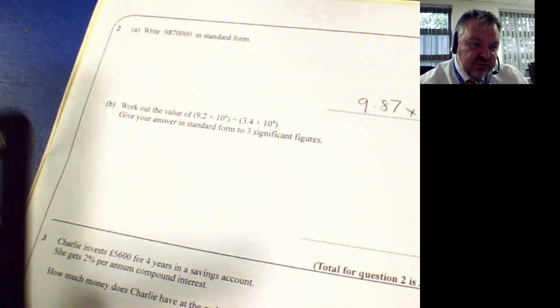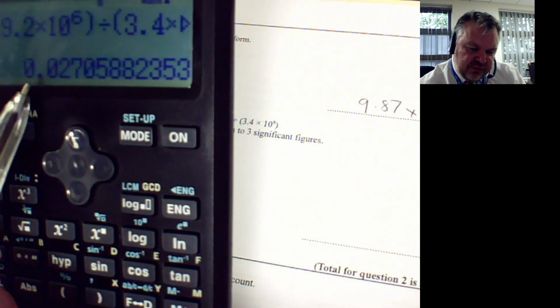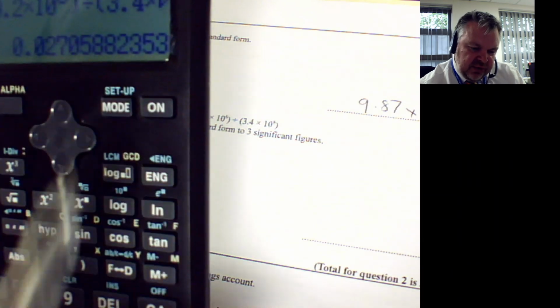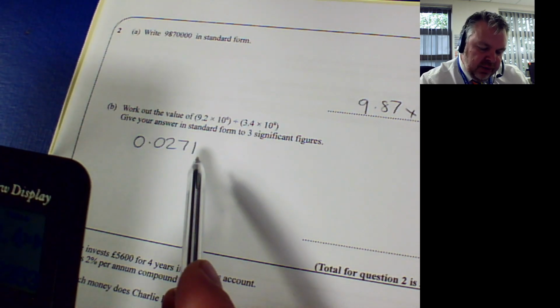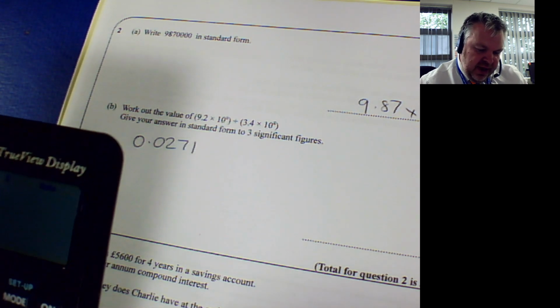But reading the question very carefully, give your answer in standard form to 3 significant figures. So the first thing I'm going to do is write this to 3 significant figures. So not 3 decimal places, but 3 sig fig. So that's going to be 0.0271, and then that number I'm going to turn into standard form. Again, I can do it on my calculator, pressing my engineering button.